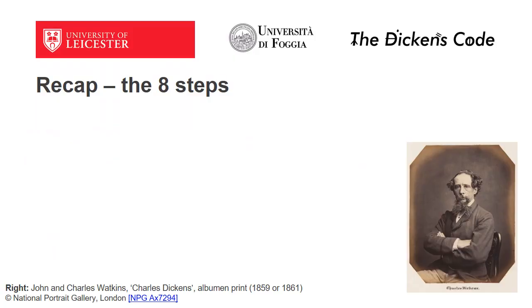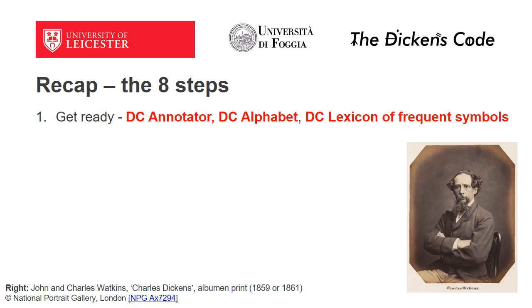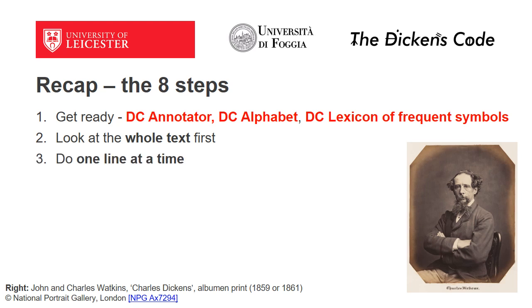So there we have it, the 8-step method for deciphering Dickens's shorthand. First of all, you need to get ready with the text, the annotator for that text, the DC alphabet, and the DC lexicon of frequent characters. Then you need to look at the whole text and get as much information from it as you can, and look particularly for the paragraph breaks, sentence breaks, and immediately recognizable characters. As a general rule, you should look at the text line by line on your annotator and remember to write all possible transcriptions of a symbol underneath the symbol.